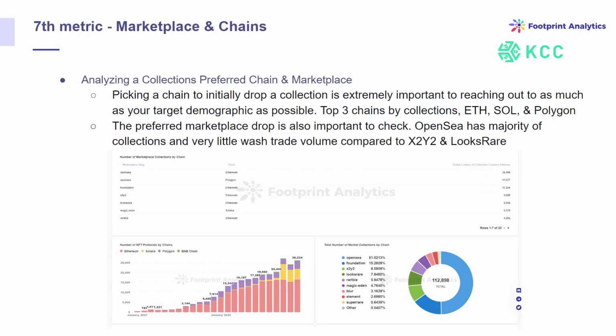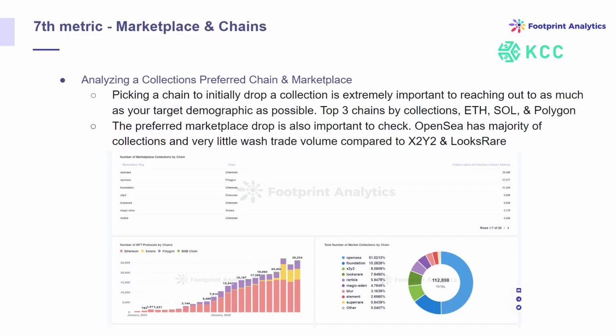And finally, our 7th metric, marketplaces and chains. So analyzing a collection's preferred chain and marketplace, right? Why are you releasing your collection on this chain? And why are you picking this marketplace? All right, if you look at our marketplaces down there, we have X2Y2 and LooksRare. These marketplaces for me are personal red flags. Why are these marketplaces red flags for me? Well, they offer token rewards and they offer very high incentive to wash trade NFTs through their platform for giving you token rewards. So you can actually make money on X2Y2 and LooksRare just by selling yourself NFT collections.